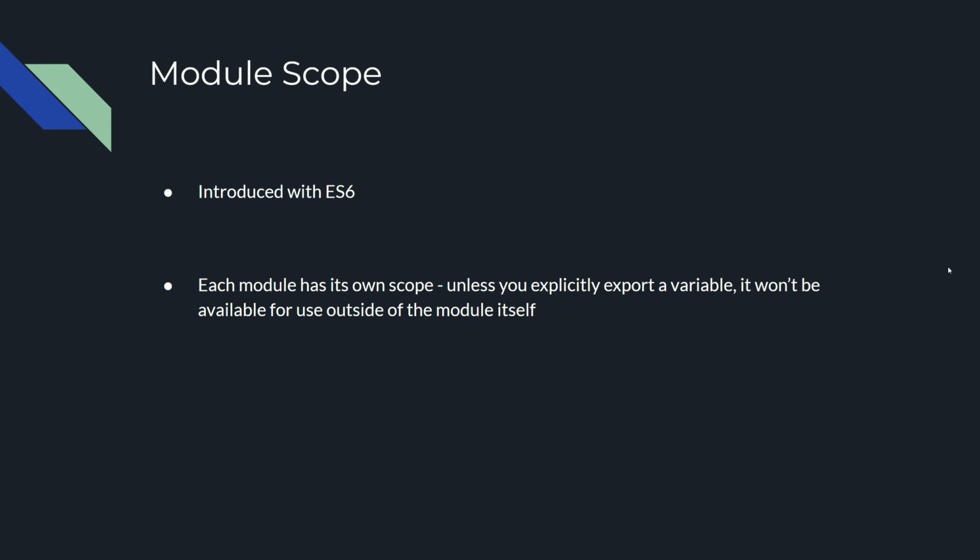And then the last thing is a module scope, which is mostly introduced in ES6. Just quickly go over this. Basically, it says that every module has its own scope. So unless you explicitly export a variable or a function, it won't be available outside of that module itself. So it keeps things contained within the separate modules that you're working in. You can't have one module call on stuff from another module unless you explicitly export it, again, to keep things secure and where they need to be.